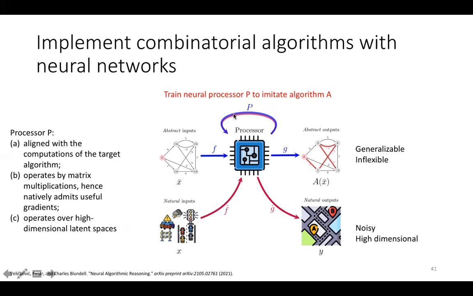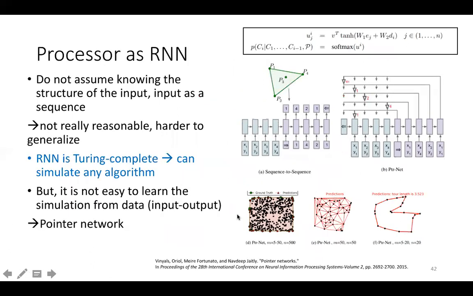So the aim is to train a neural network P to imitate an algorithm A. And of course, the neural network P, or the neural processor P, is aligned with the algorithm and it's gradient based or trainable because it's just a neural network, right? And unlike the classical algorithms, the neural processor P can extend or generalize to natural input. So it can work with real data. F and G here are the encoder and the decoder functions. So after you train the processor P, you can just train the encoder and decoder functions to make it work for different datasets. The first example is using the GNN as the processor.